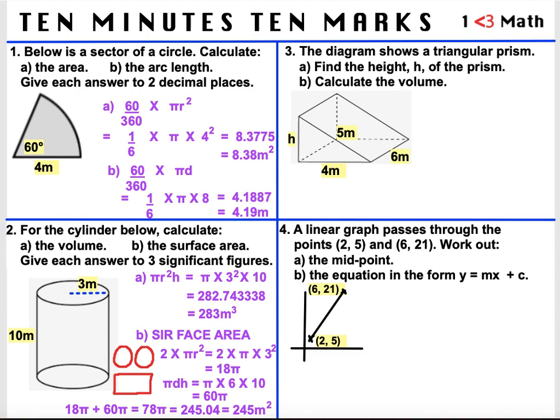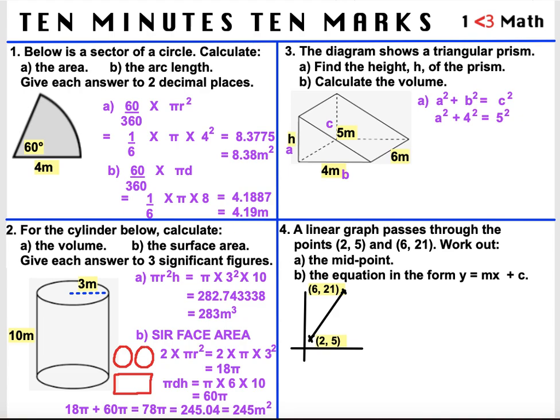Question 3. The diagram shows a triangular prism. A. Find the height, h, of the prism. B. Calculate the volume. So, because it's a right-angled triangle, we can apply Pythagoras to find the height. So, a squared plus b squared equals c squared, and we're going to label the hypotenuse c and the other two sides b and a. We're going to sub in the values that we have. So we have a squared plus 4 squared, b being 4, and c equals 5, so 5 squared.